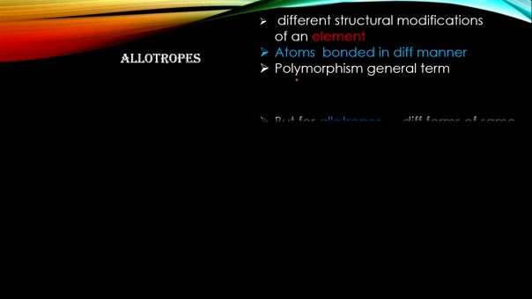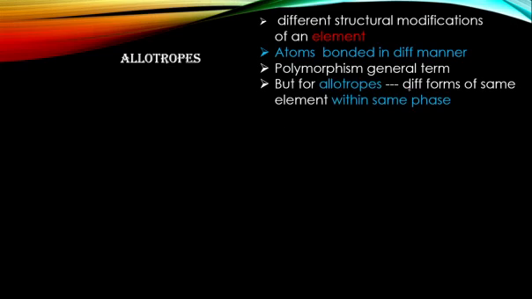But what is the difference for allotropes? For allotropes, it is different forms of the same element, but it must have the same phase. Then only it is called allotrope.